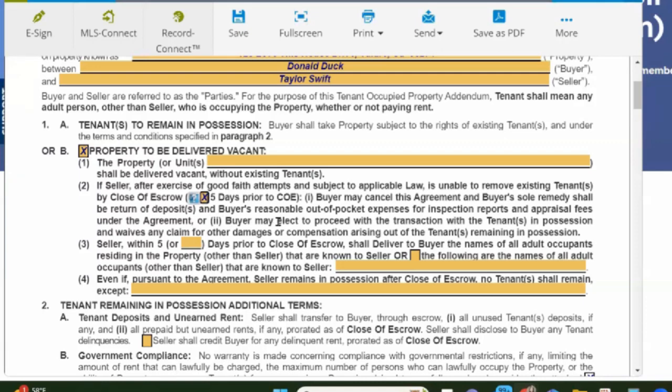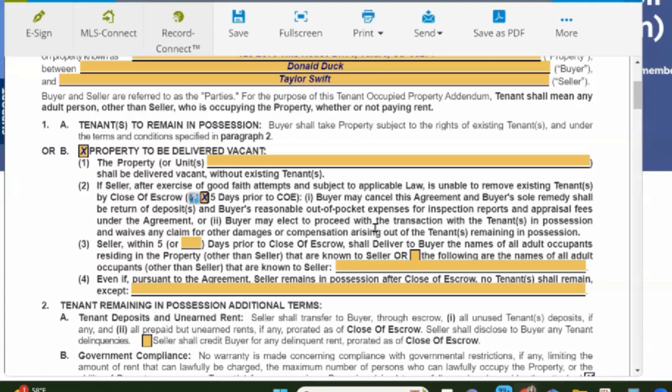And again, if we have to give them 60-day notice, then we've got to do a 65-day escrow. So something to keep in mind. But it also says that if the seller, after exercise of good faith attempts and subject to applicable law, is unable to remove the existing tenants, either by close of escrow or 5 days prior, then the buyer can cancel the agreement, but in that case, their sole remedy shall be the return of the deposit and reasonable out-of-pocket expenses for inspection reports and appraisal fees. So this is one scenario where they would get their inspection fees back.